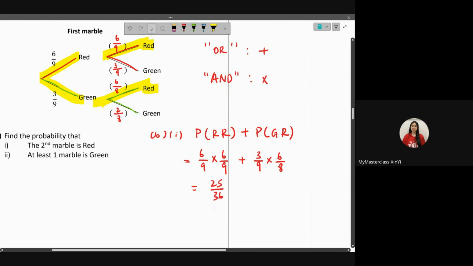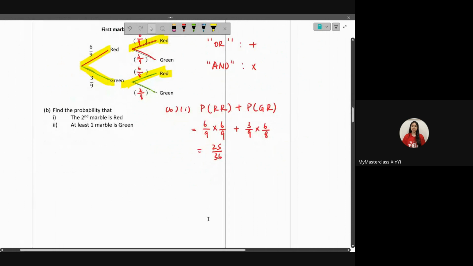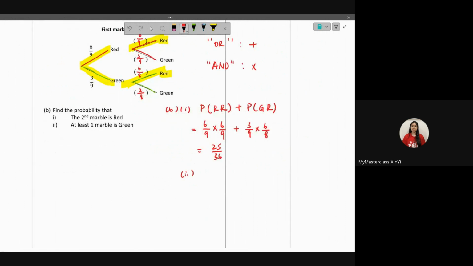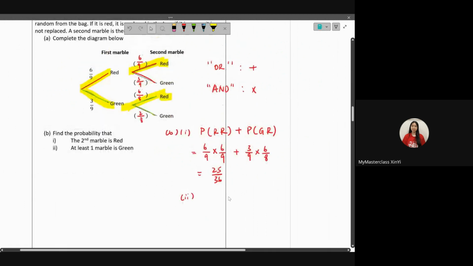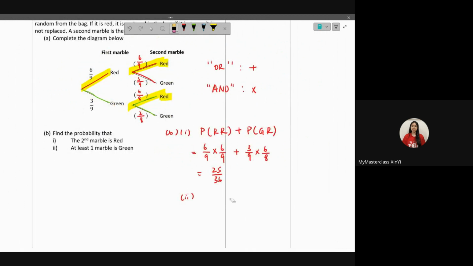Then for part 2, at least one marble is green. At least one marble is green. It's going to be, okay, let me erase all this.